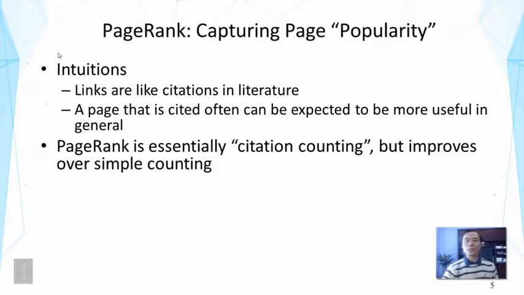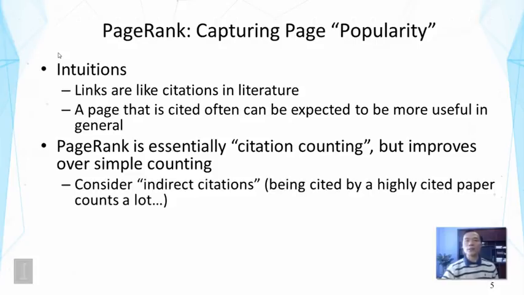It just improves this simple idea in two ways. One is it would consider indirect citations. So that means you don't just look at how many in-links you have. You also look at what are those pages that are pointing to you. If those pages themselves have a lot of in-links, well, that means a lot. In some sense, you'll get some credit from that. But if those pages that are pointing to you are not being pointed to by other pages, they themselves don't have many in-links, then, well, you don't get that much credit. So that's the idea of getting indirect citation.